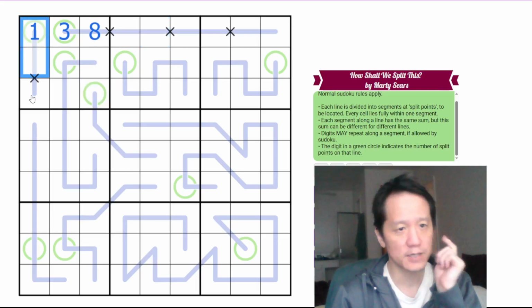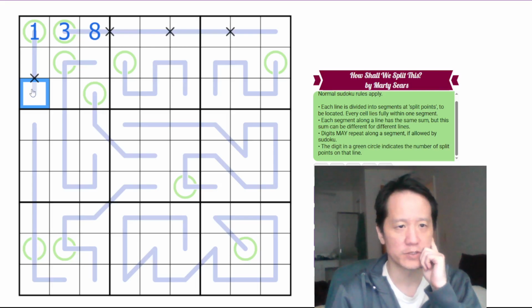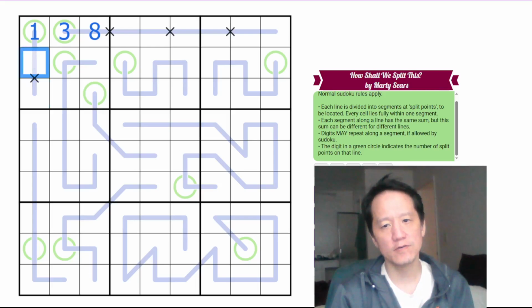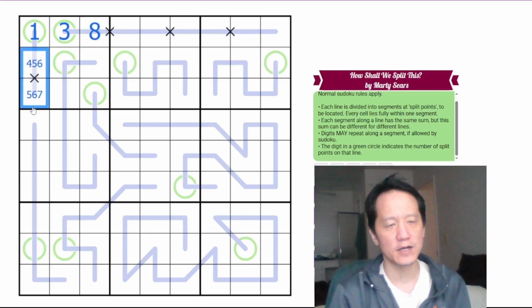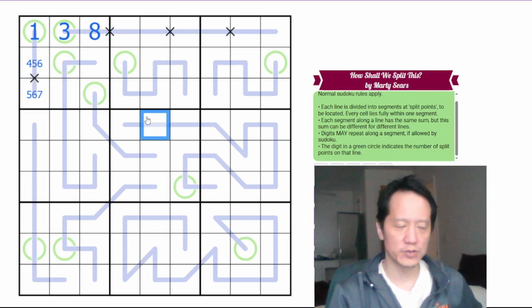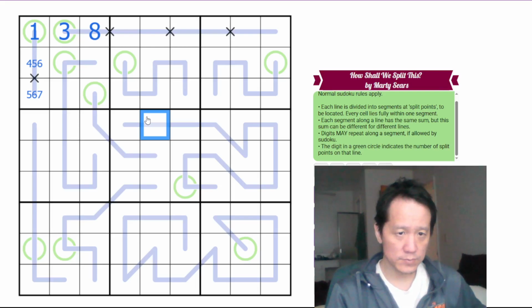These 2 digits add up to what that digit is, but we don't know what that is. It could be 4 and 5, 5 and 6, 6 and 7. It cannot be 7 and 8. It cannot be 8 and 9. So those are all the possibilities.